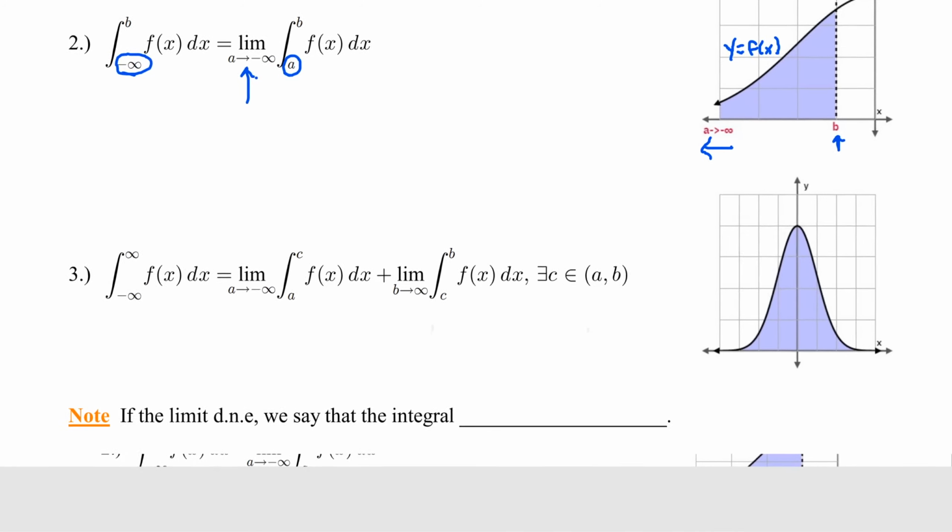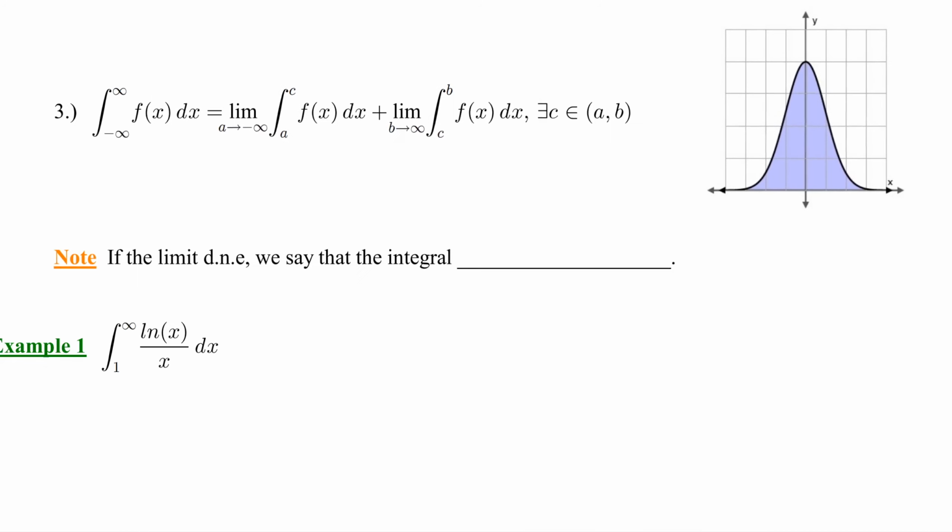The last situation that we may run into is a combination of the first two. Let's suppose we want to find the integral from negative infinity to infinity of f of x dx. Well, this represents the entire area under a curve from negative infinity to infinity. So we are going to take that interval from negative infinity to infinity and split it anywhere in the domain at some point called c. Then we will evaluate the definite integral between negative infinity and c, and then the integral from c to infinity. So we'll break it up into two different pieces.